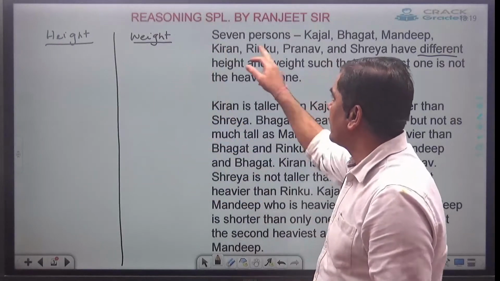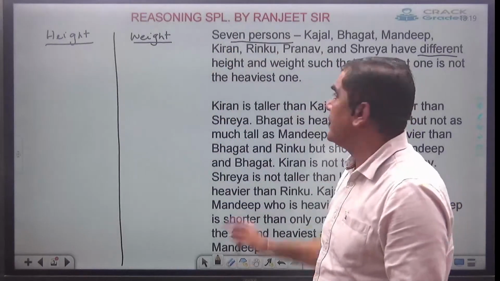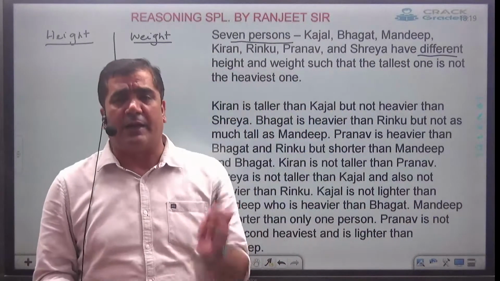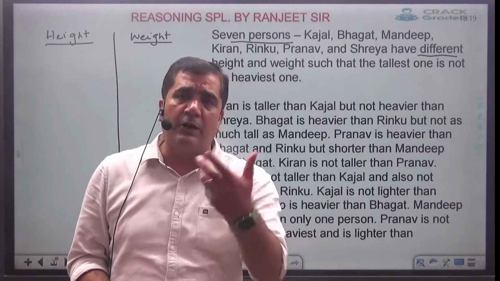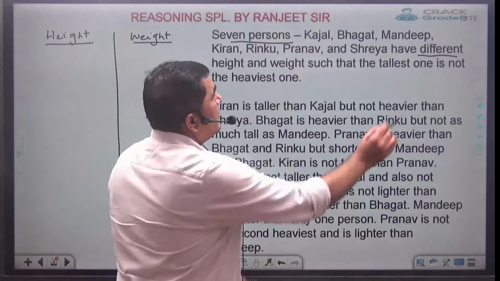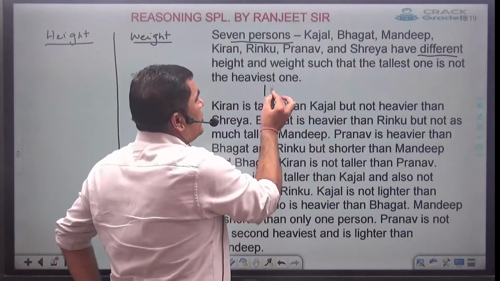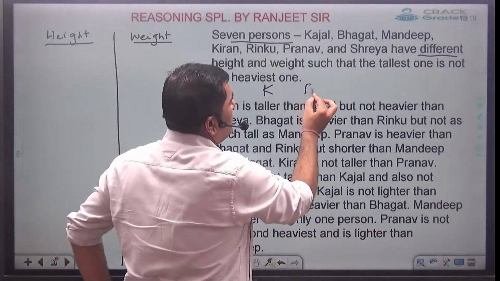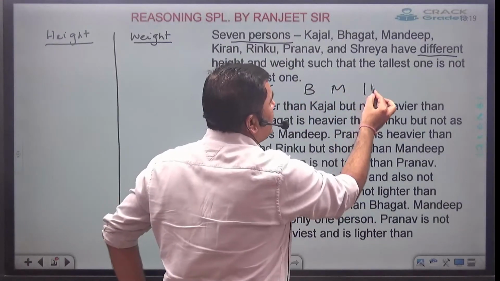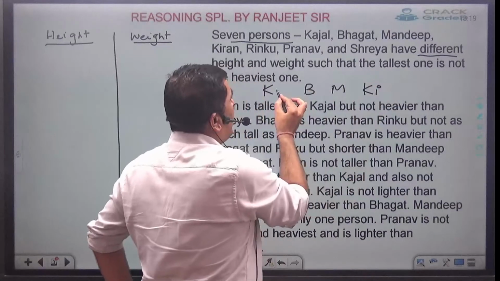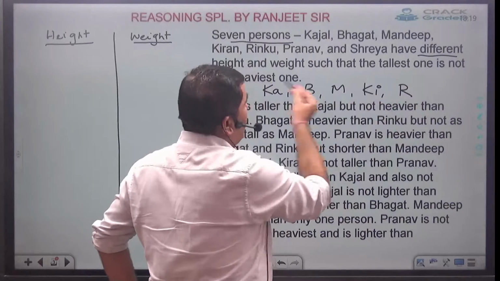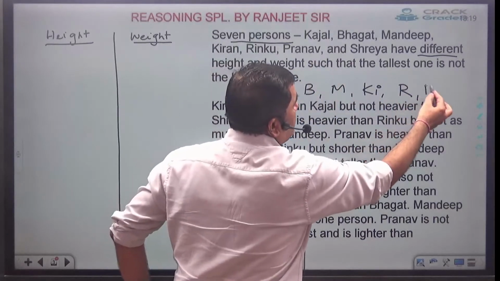Now here they are talking about 7 persons, and they have given the names. It is not possible to write the name of every person every time. So how to save the time? Let's understand how to use these names with a short trick. If they have given Kajal, for Kajal I am going to use K. For Bhagat I am going to use B. For Mandeep I am going to use M. For Kiran, since K has come twice, I will say Ki for Kiran and Ka for Kajal. Next one Rinku, R hasn't come, then Pranav, and then S for Shreya.